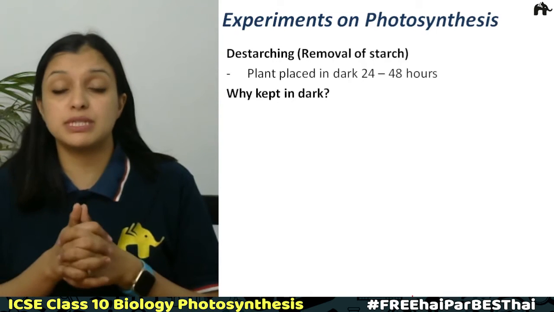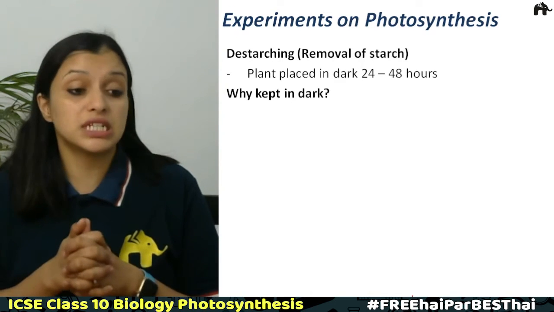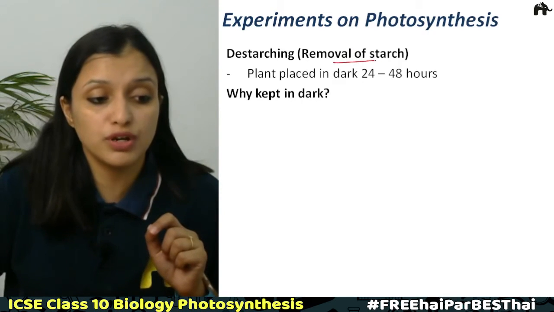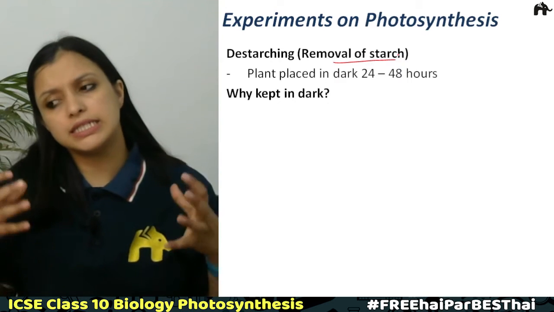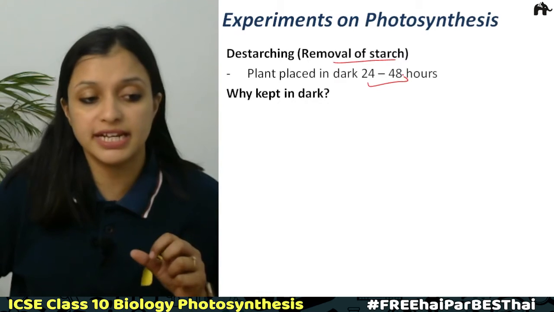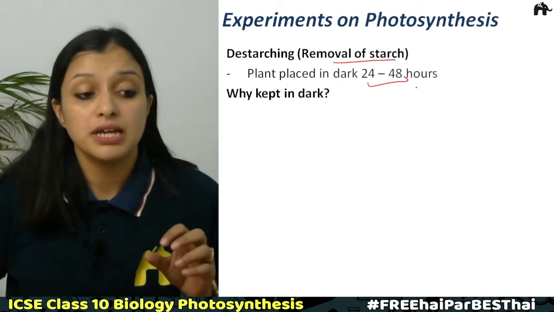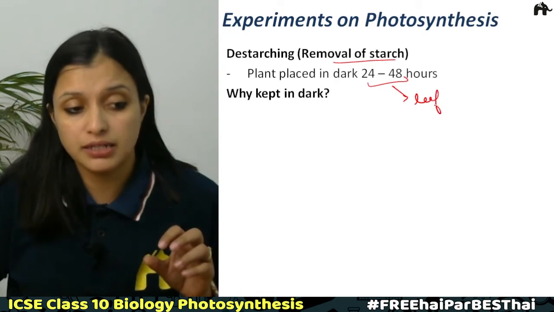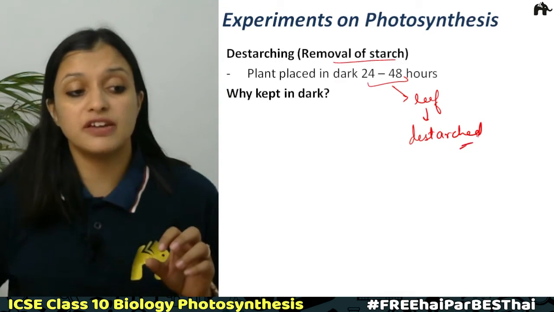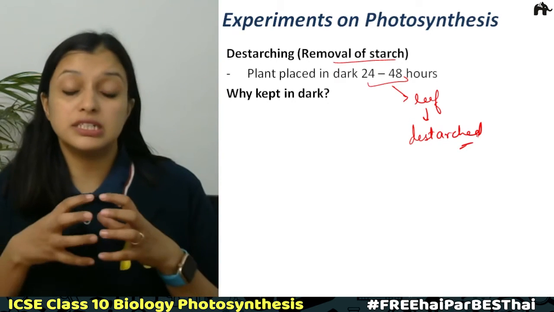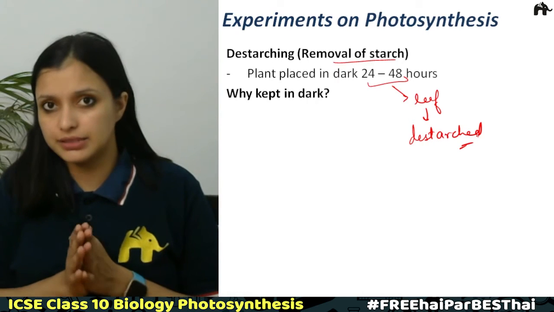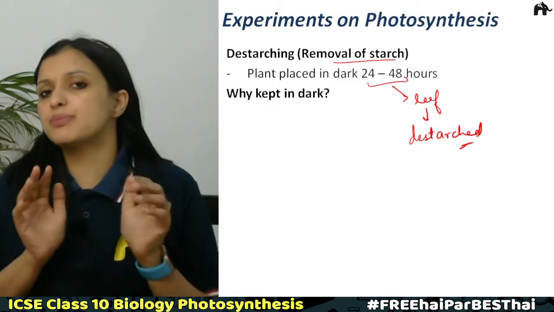For all the experiments, first we need to know how to de-starch the leaves. De-starching is the removal of starch from the leaves. So pick up a plant and keep it in the dark for 24 to 48 hours. During this time, the leaves of this plant will get de-starched. This de-starching leads to no starch inside that leaf, and hence we can easily perform our experiment.